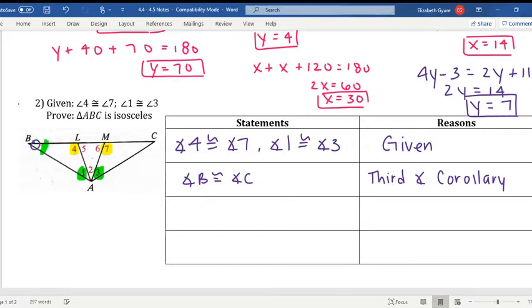So now we know B and C are congruent. Why would that maybe be helpful? Ella? Exactly. Segment AB is going to be congruent to segment AC. How come? What's our reason? Ella? Yep, good.